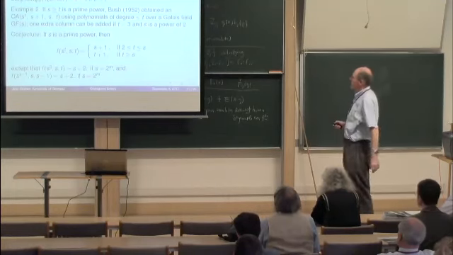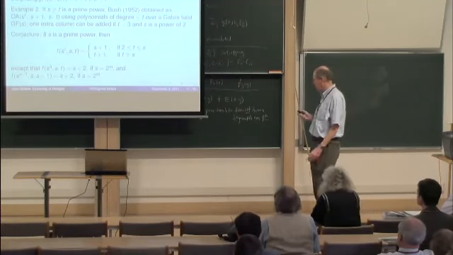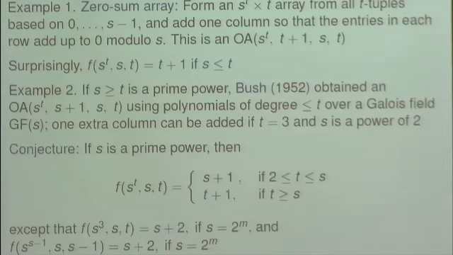On the other hand, if s is larger than the strength, then you can do better. And that's what a method by Bush does. I'm not going to talk about it in detail, but many of these methods use Galois fields or finite projective geometries. This method does too. It uses polynomials of degree up to t minus 1 over Galois fields. So this only works if s is a prime power.